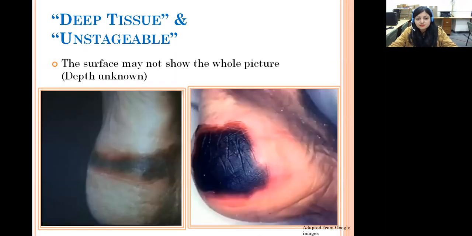And coming to the deep tissue and unstageable, as you can see in this picture, the surface may not show the whole picture, which means that the depth is unknown. We cannot say how much of the tissues have been involved.